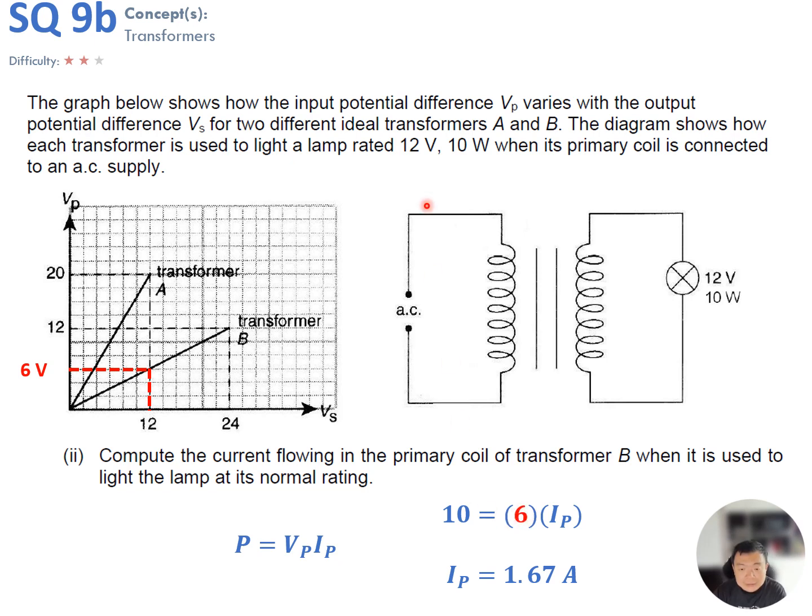Now, the second thing is the lamp, when given 12 volts, needs to operate at 10 watts power. So the power in the secondary coil needs to be 10 watts. Assuming a 100% efficient transformer, this means that the power in the primary coil is also 10 watts over here. So that's why we can plug in the 10 watts as the power in the primary coil. With these two values known, we can then determine, using P equals IV, the current flowing in the primary coil to be 1.67 amperes.